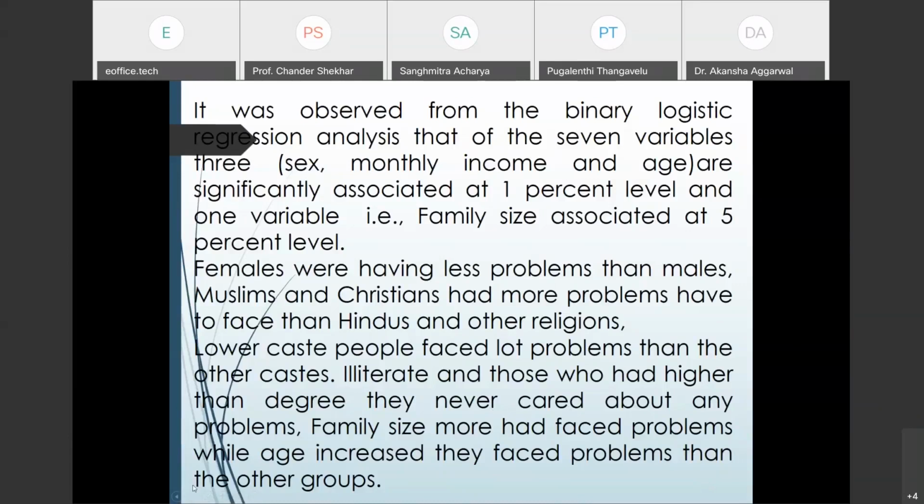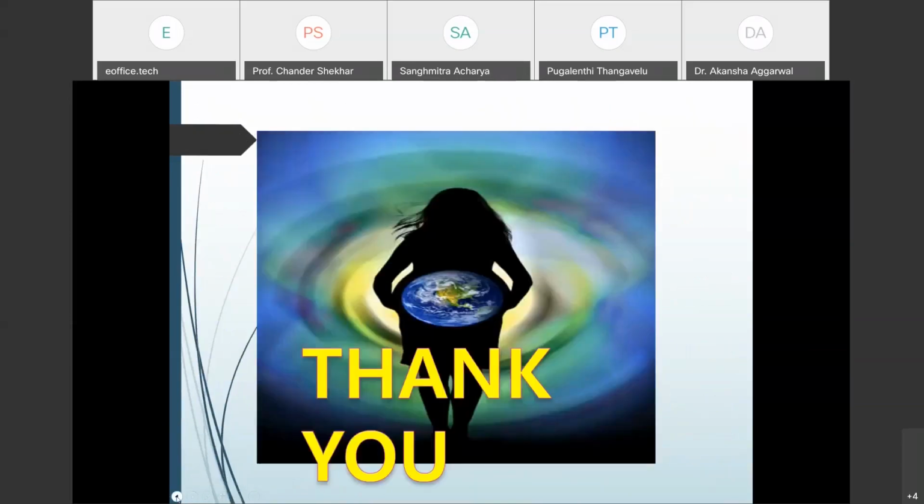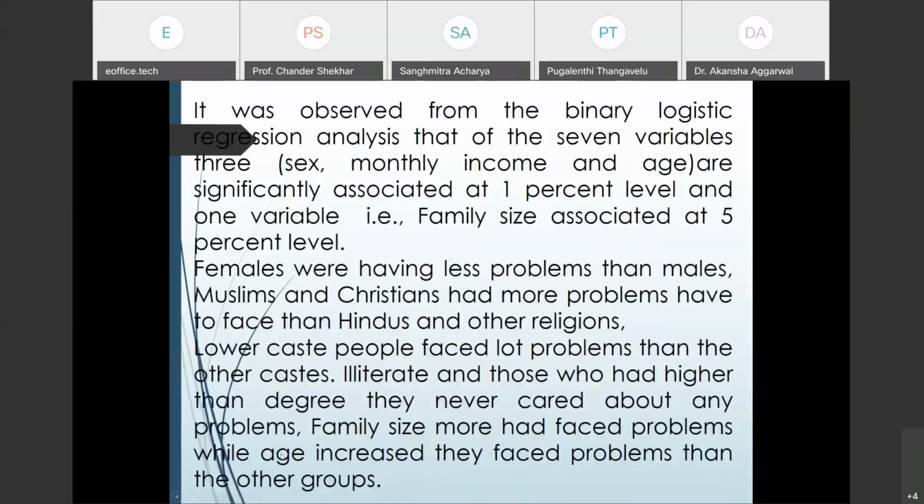Monthly income is significantly associated with the dependent variable, the problems faced by the people. Then I compared all the things with the binary logistic regression, and the next slide shows which variables were significantly associated. Thank you.